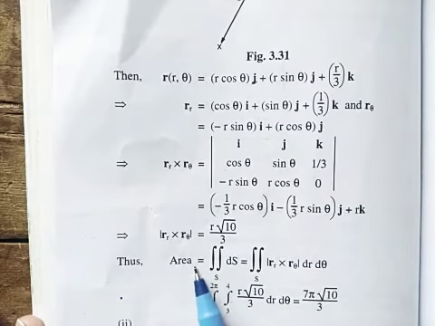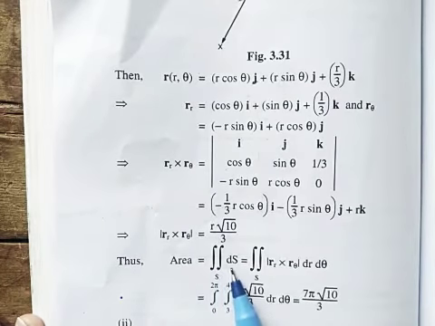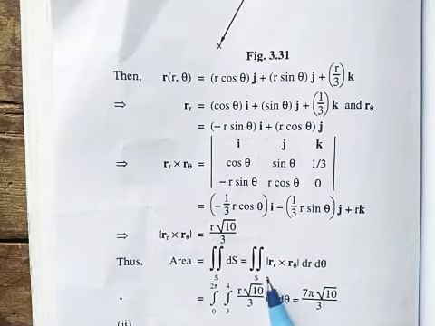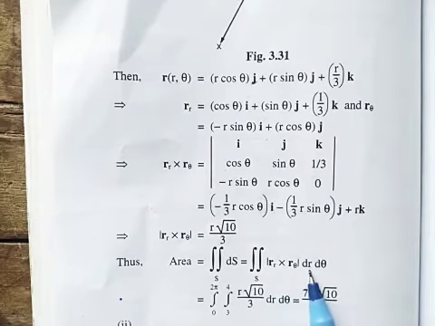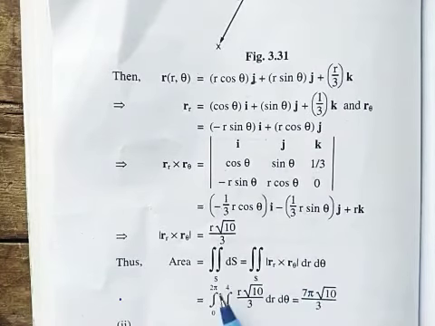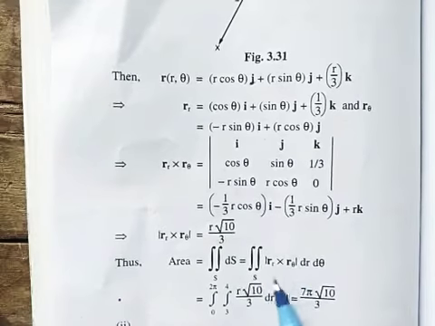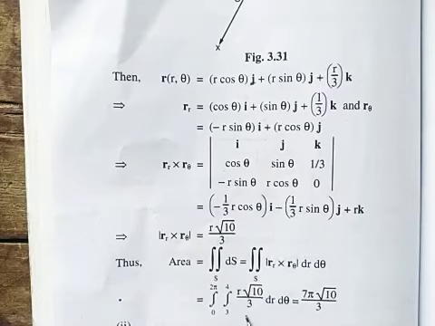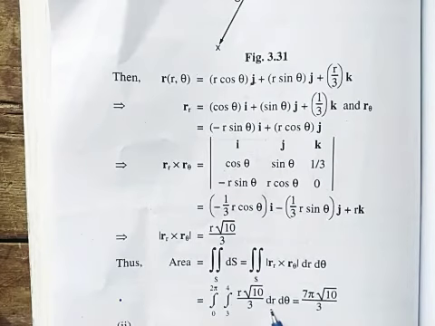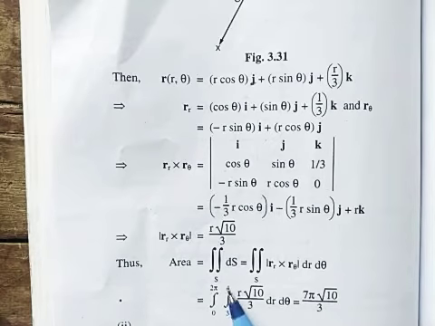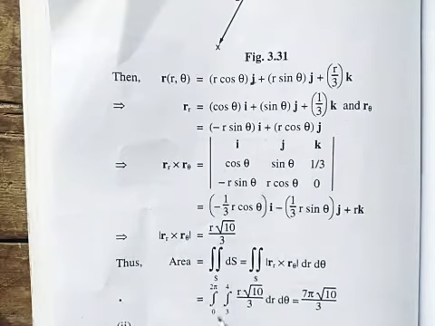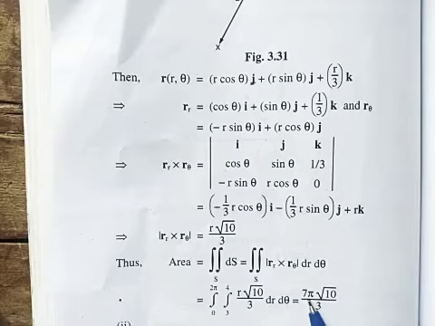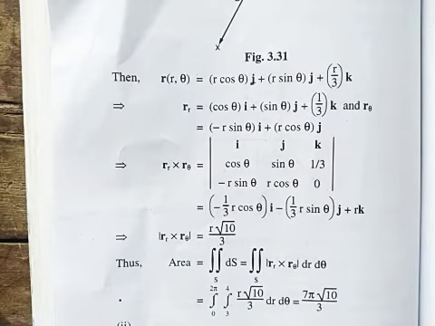Therefore, what will be our area? Area is double integral dS, that is double integral mod of r_r cross r_theta dr d theta. We have calculated this value, mod of r_r cross r_theta, that is r root 10 upon 3 dr d theta. Now we know limits of r is 3 to 4, limits of theta 0 to 2 pi. After solving this integral, we get the answer as 7 pi root 10 upon 3.